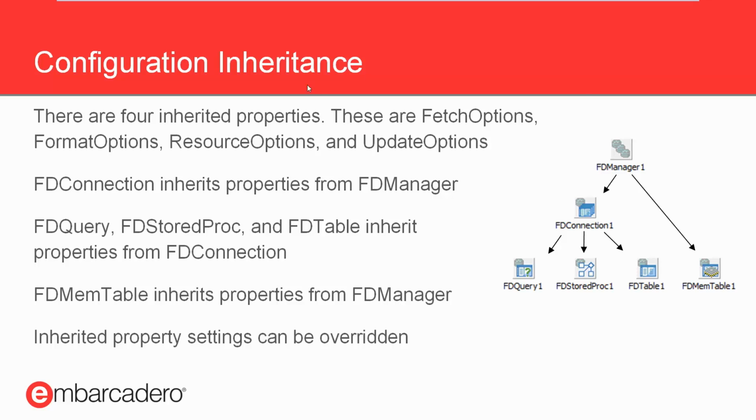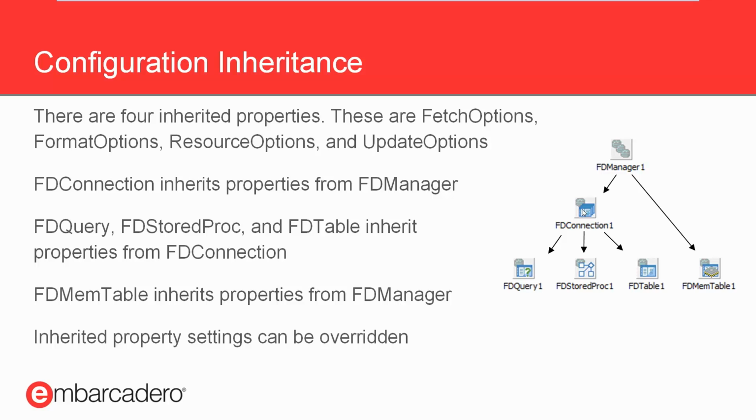What this inheritance means is that when you set a property, for instance, in an FD manager, all of the FD connections connected to that manager will adopt that particular collection of settings. Furthermore, FD datasets such as FD queries and FD tables attached to that connection will also inherit those changes. What's important to note, however, is that the individual components in this hierarchy can override settings.